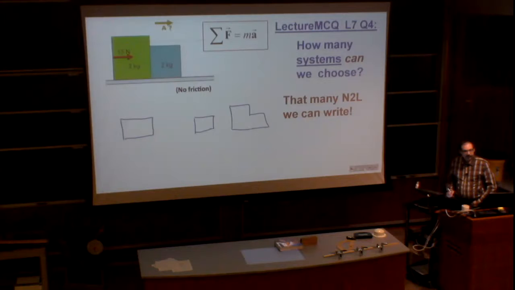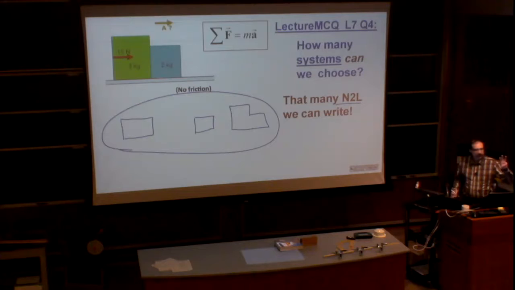And every time we choose a system, for that system, we can write Newton's second law. That's why it's important to choose as many systems as possible, because for each system, we can write Newton's law. So the number of systems is equal to the number of laws we can write. The more equations we have, the more information we can extract. So in this situation, three systems, which means three laws. One Newton's law for the green box, one for the blue box, one for the combined system.